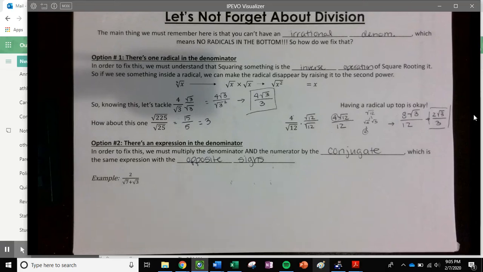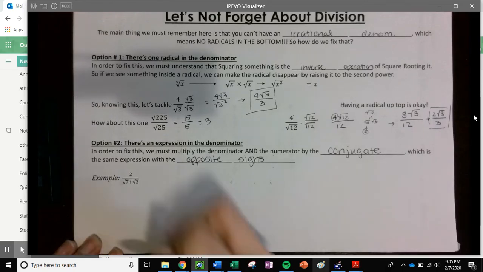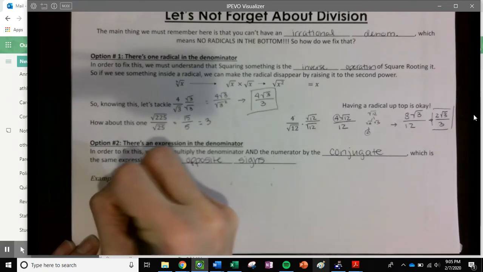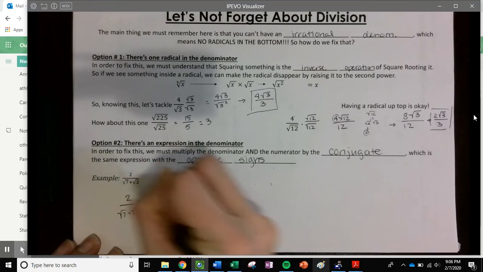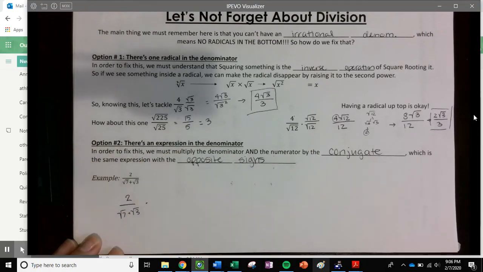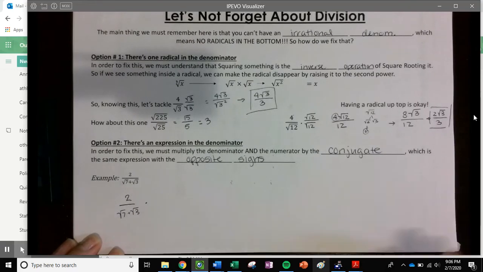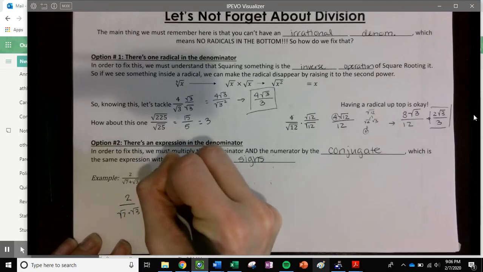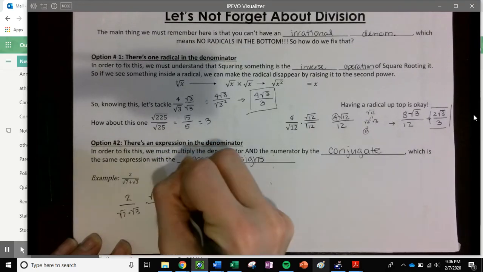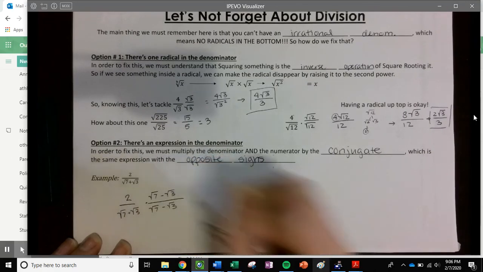So, in this particular case, we have 2 divided by the square root of 7 plus the square root of 3. So we're going to multiply, I'm just going to rewrite this. Square root 7 plus square root 3. We are going to multiply by its conjugate. What is the conjugate of the square root of 7 plus the square root of 3? Square root of 7 minus the square root of 3.